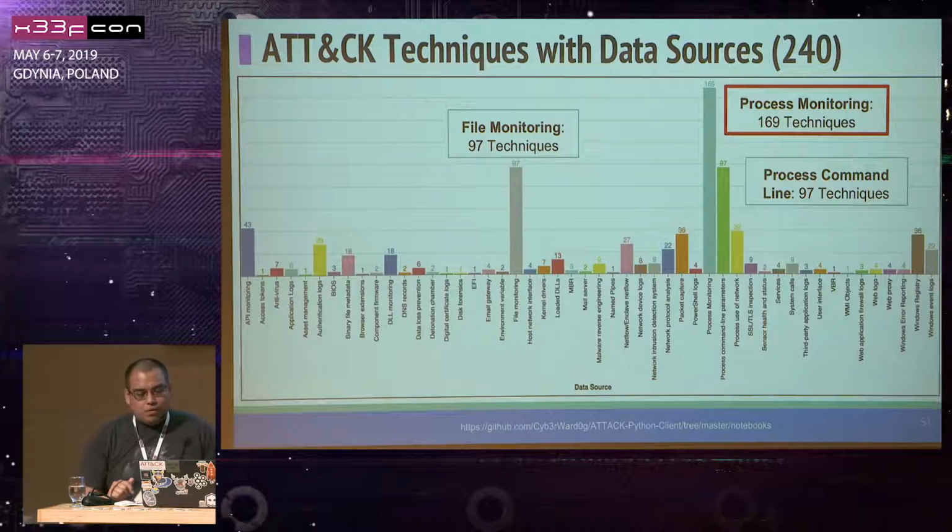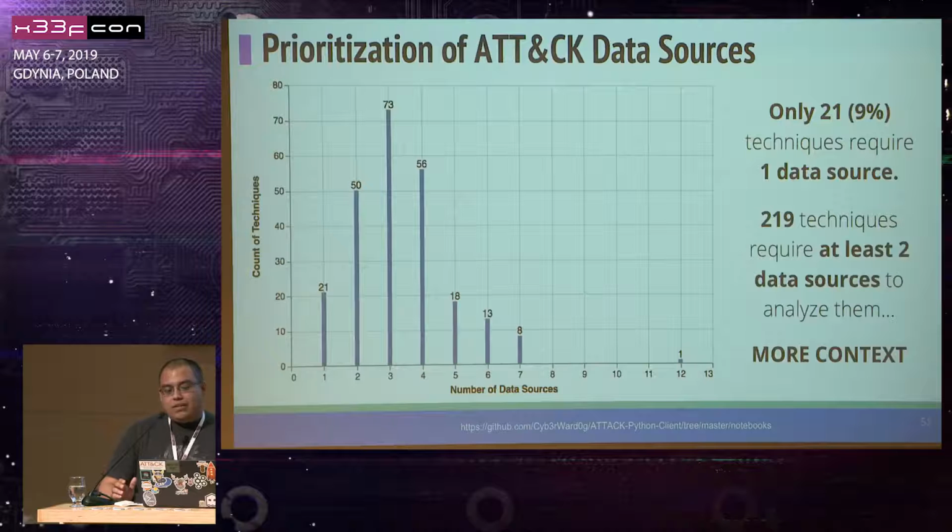Now, going back to our graph, we already said that process monitoring is the most relevant data source because, from a coverage perspective, you can start analyzing at least 169 techniques. But the question is, can we only use one data source to analyze the variation of a specific technique? Well, the answer is that we can only do that in 21 techniques. The other 219 techniques require at least 2 data sources.